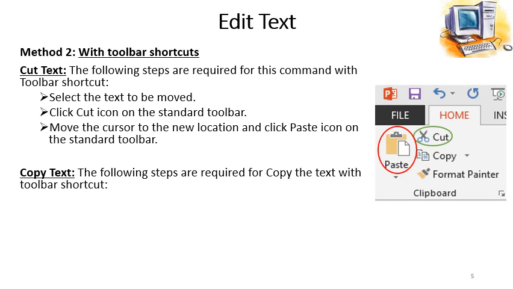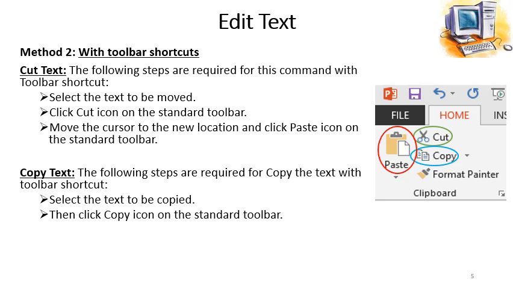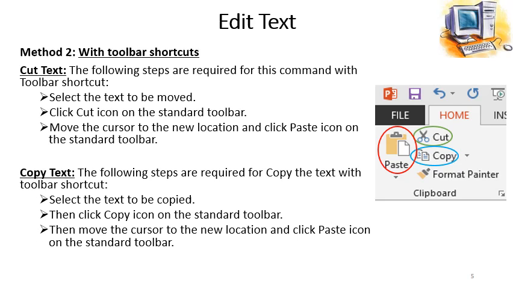Copy text. The following steps are required to copy text with toolbar shortcuts. Select the text to be copied. In all these operations, the first step is always selecting the text that we want to move or copy to another location. The second step is then click the copy icon on the standard toolbar. Third, move the cursor to the new location and click the paste icon on the standard toolbar. So at the end we have to click on the paste command or the icon used for performing the paste command.